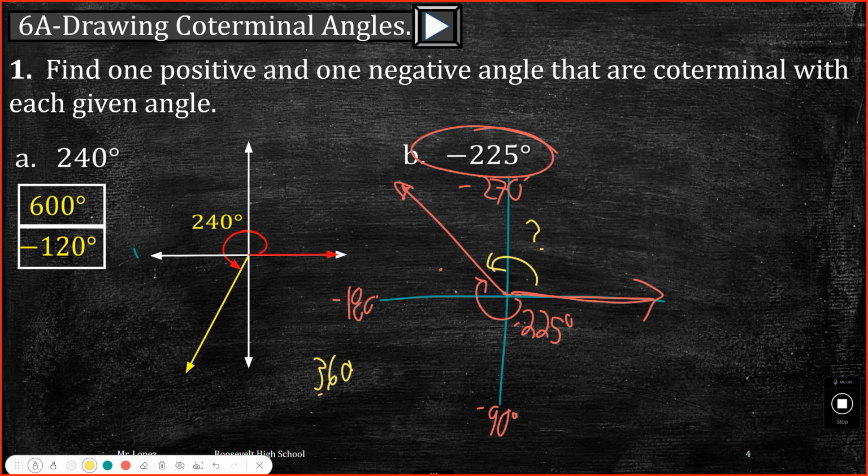$360 minus 225. How much is that? I don't know how to do this. You borrow from 6? Is that 5? Is that 135? Is that 135 degrees? Yes? So it's 135 degrees, no? So this is 135 degrees.